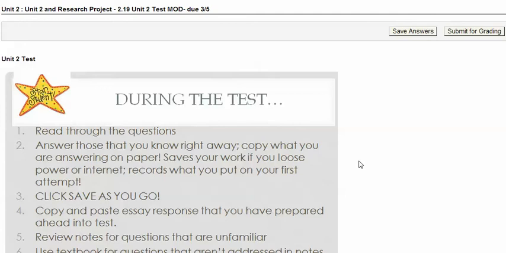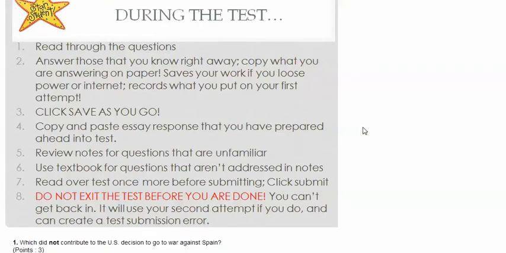This is the modified version of the Unit 2 U.S. History test. Before you start your test today, make sure that while you're testing, you read through the questions, answer those that you know right away, and make sure that you're copying down what you are answering on paper for your first attempt. This saves your work if you lose power or internet. It records what you put on your first attempt in case you want to try it again. Click Save as you go.